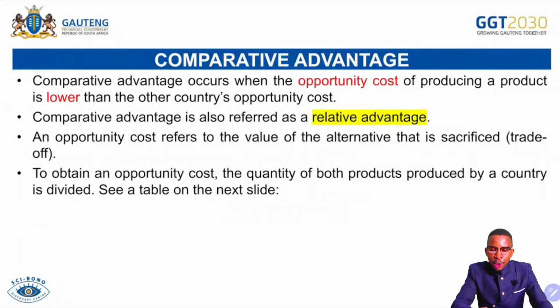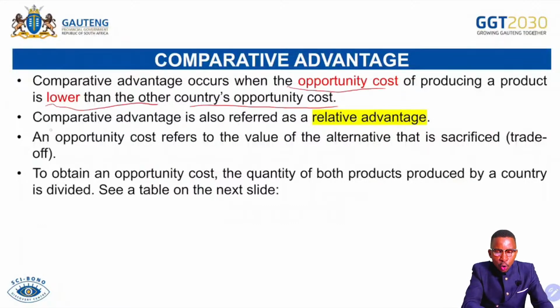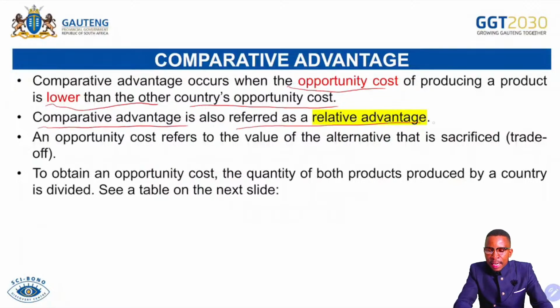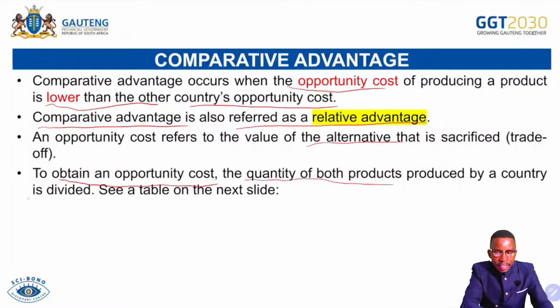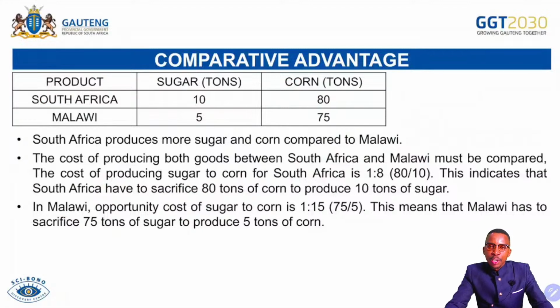Comparative advantage occurs when the opportunity cost of producing a product is lower than the other country's opportunity cost. Comparative advantage is also referred to as relative advantage. An opportunity cost refers to the value of an alternative that is sacrificed or traded off. To obtain an opportunity cost, the quantity of both products produced by a country is divided. See the table below again. This can be explained well with the table.